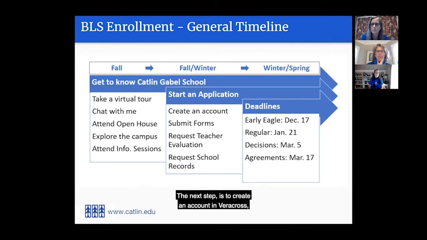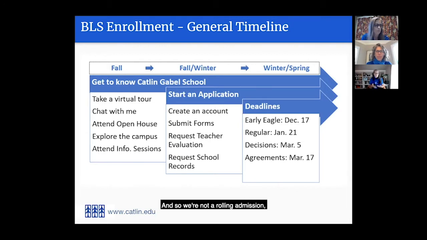The next step is to create an account in Veracross, which you've all done to attend this webinar. But if you haven't, if you're watching this recording, we use Veracross for our admission portal. And in the application, that's when you start the application. So there's forms to submit. There's an opportunity to request a teacher evaluation, to request school records, and I'll talk more about that in a minute. And then there's the deadlines.